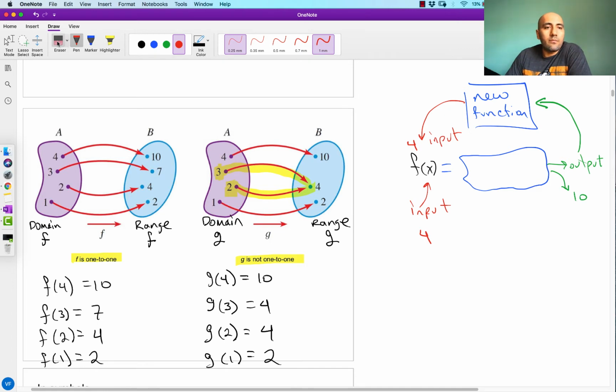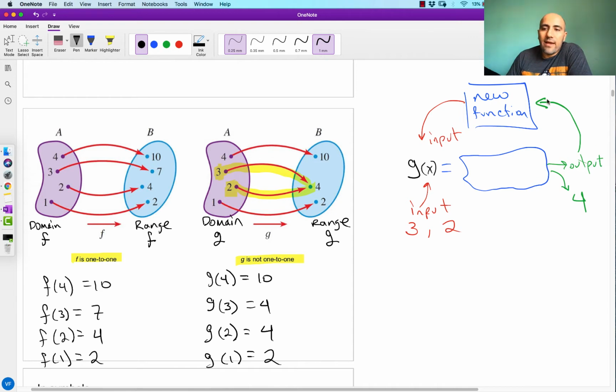But we have a problem when we deal with the 2 and the 3, because we have a function where both the 3 and the 2 lead to the number 4 as the output. Perfectly okay for a function. You're allowed to do that. This is the g function. We have two different inputs into the g function that lead to the value of 4.